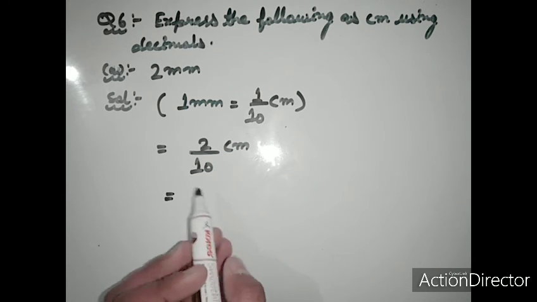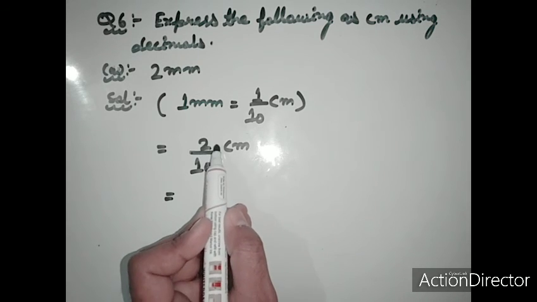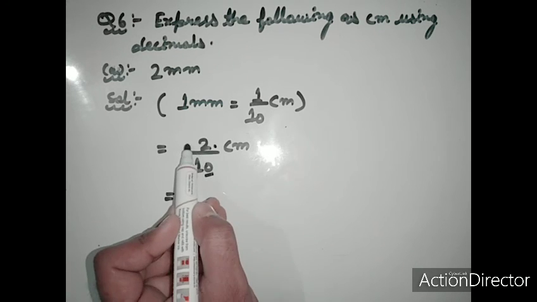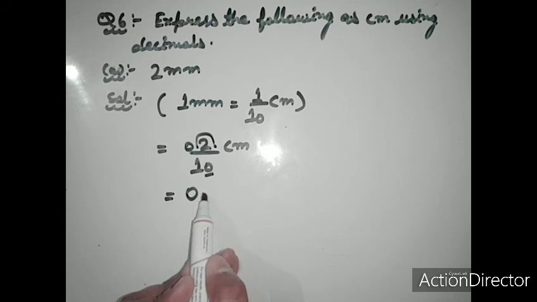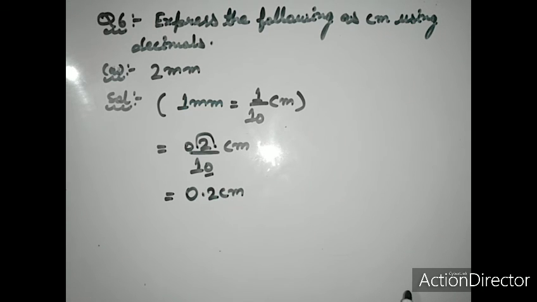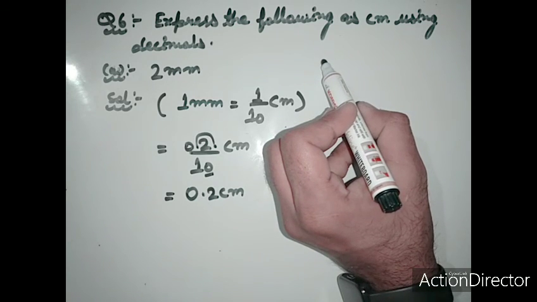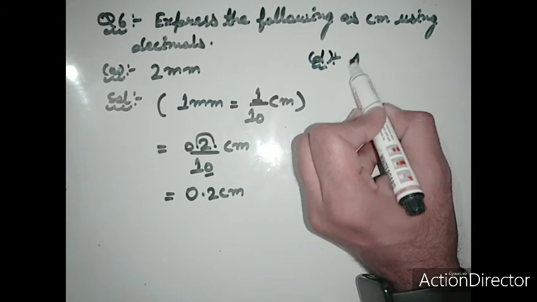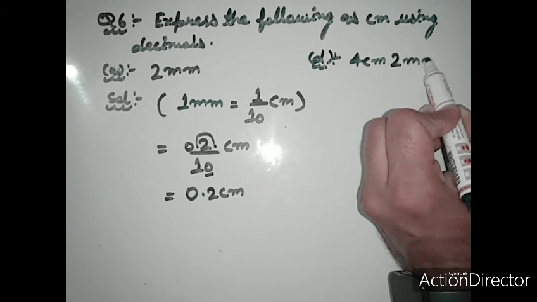So now we say that because we find our answer in a decimal, where is the decimal place in this 2? Last end of the number, and there is only 1 zero here. So this decimal shifts 1 place to the left-hand side. So here we get 0.2 centimeter. Now we solve another part of this question, the D part: 4 centimeter and 2 millimeter.